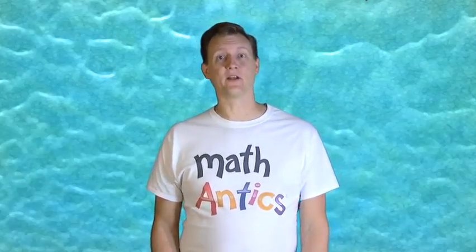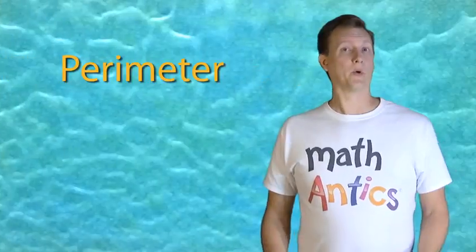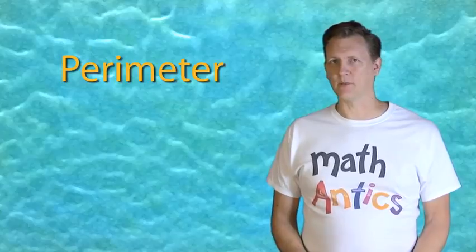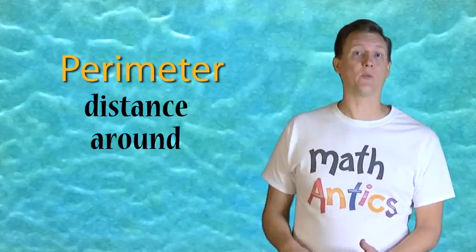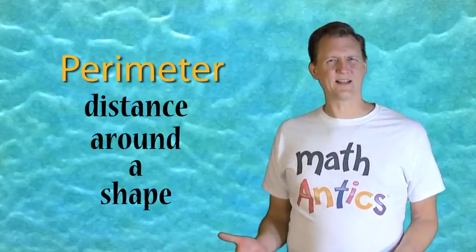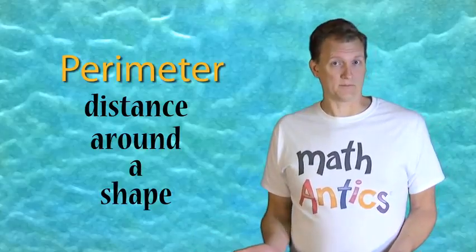In this lesson, we're going to learn about an important concept in geometry called perimeter. Perimeter is just a fancy math term that means the distance or length around a shape. But what exactly does the distance around a shape mean?